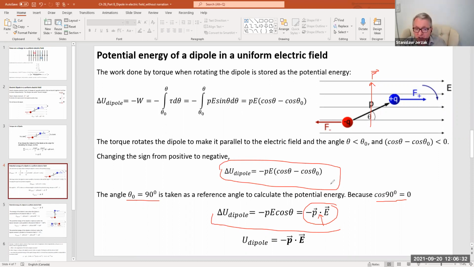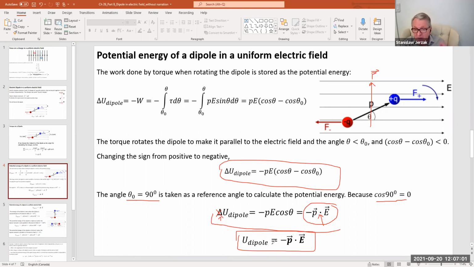So one additional change is that instead of always writing delta U, where delta signifies the difference of potential energy between two orientations, the delta is normally dropped to avoid writing it again and again, and we write that energy of the dipole just using the symbol U. That energy of the dipole in an electric field is just written as negative P dot E.